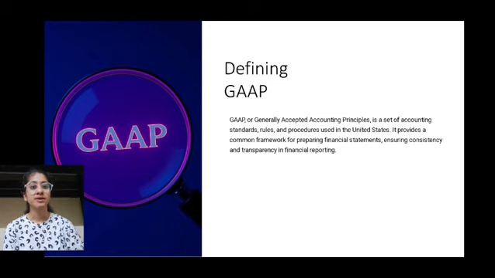Defining GAAP. GAAP, or Generally Accepted Accounting Principles, is a set of accounting standards, rules and procedures used in the United States. It provides a common framework for preparing financial statements, ensuring consistency and transparency in financial reporting.